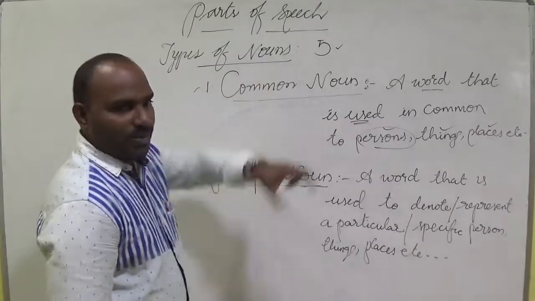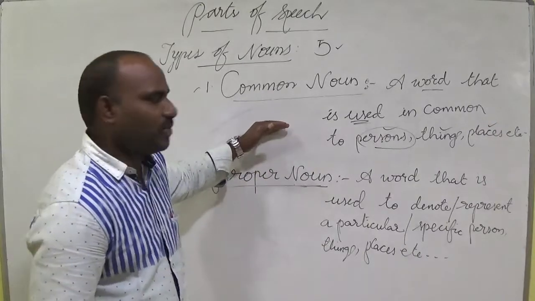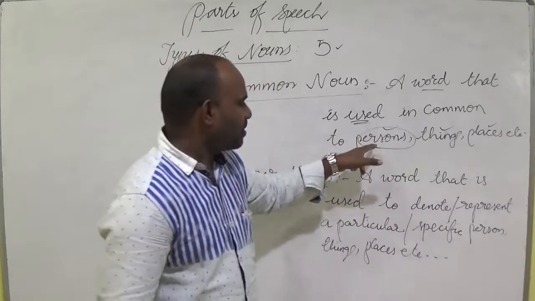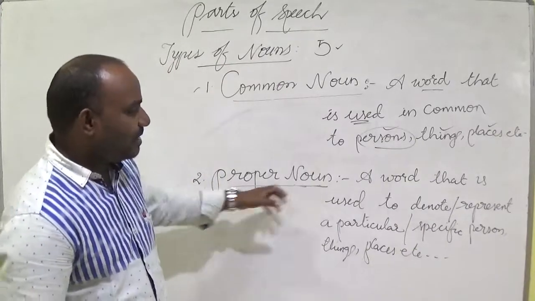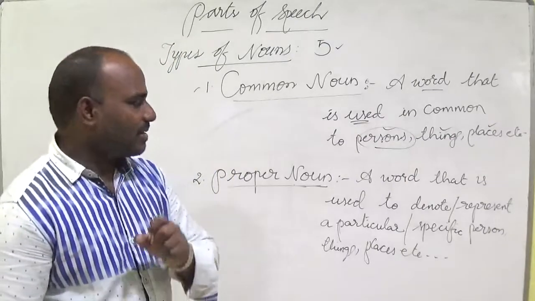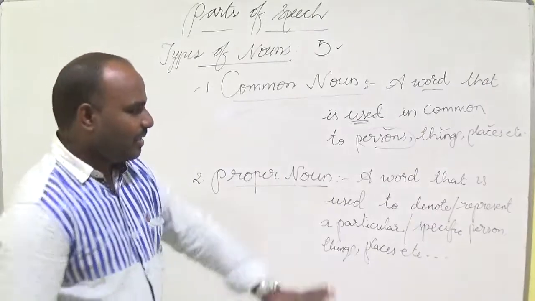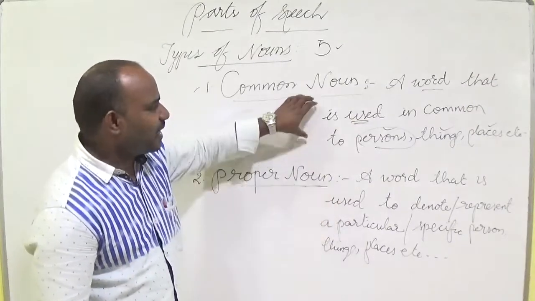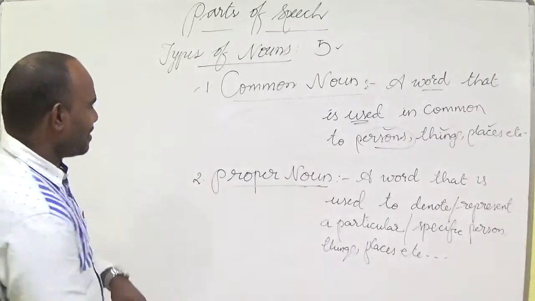Once again, I'll teach you. Common noun and proper noun are the first two types of nouns. A common noun is a word used in common to refer to or denote persons, things, places in common. And a proper noun is used to specify a particular person, thing, place, river, animal, etc. Simply, proper nouns mean particular, specific things. Common nouns are used in general. By these examples you can understand.